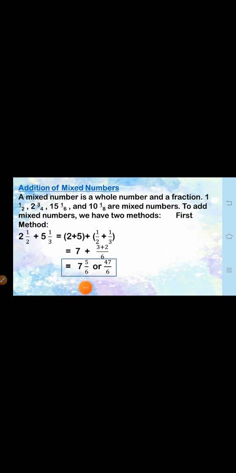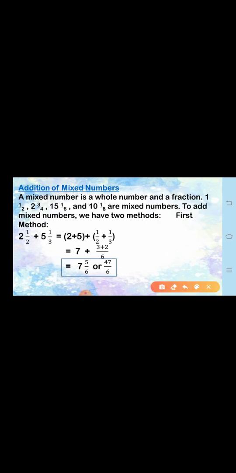This is how it goes if we change the mixed number into an improper fraction. So 7 times 6, and then we add the numerator, which is 5, so we get 47, and then copy the denominator to get 47 over 6. Okay, or we can also choose not to change it into a proper or improper fraction.